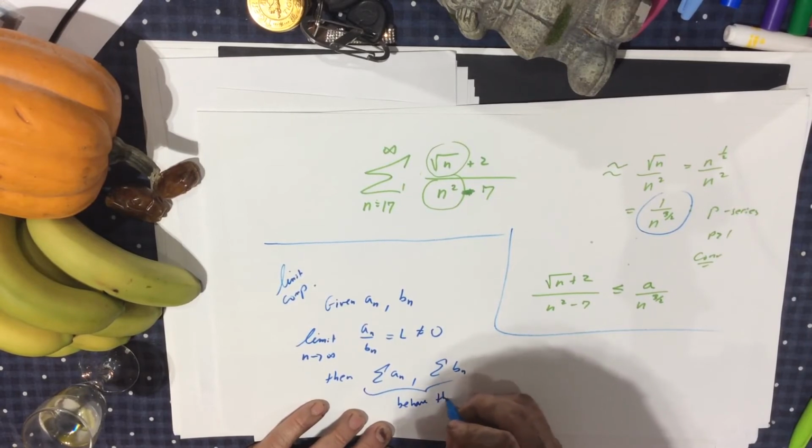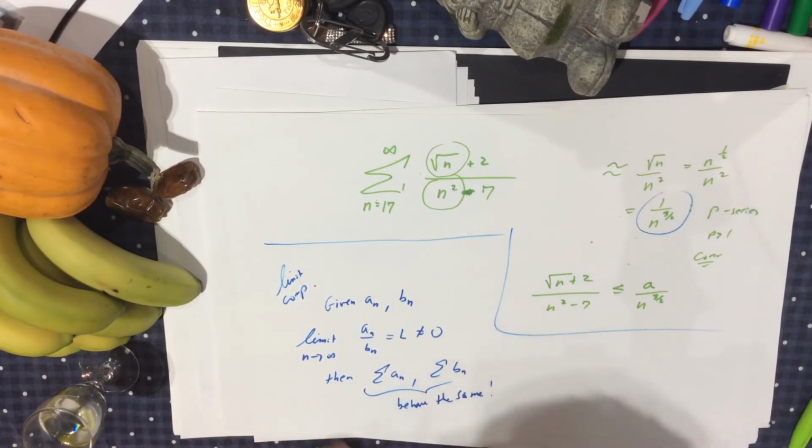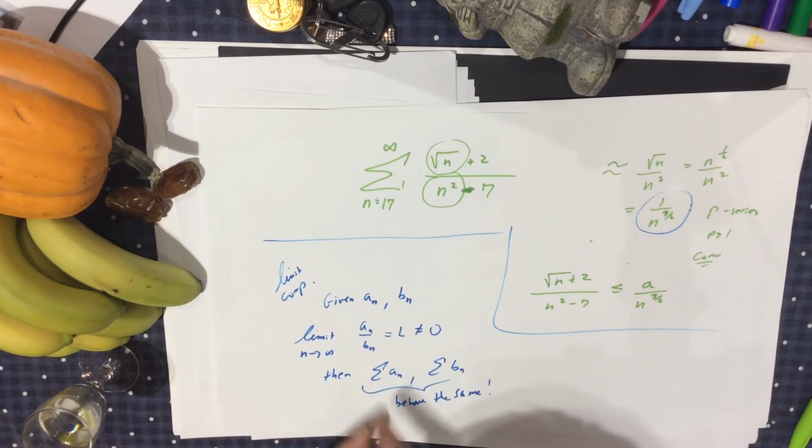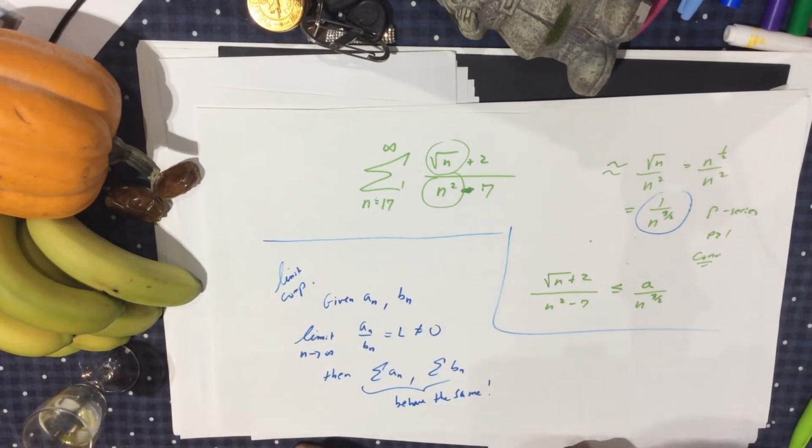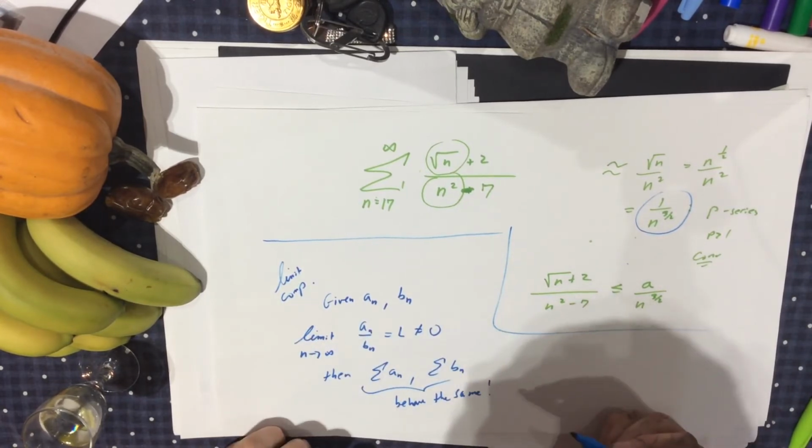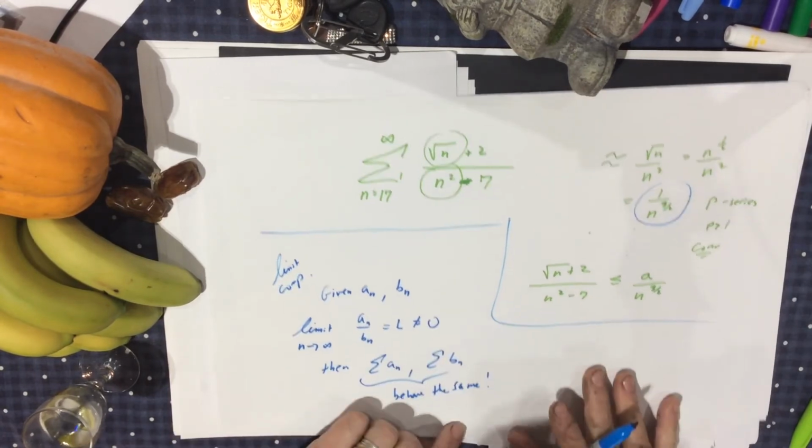behave the same. It means that if this converges, that converges. If that diverges, that diverges. If this diverges, that diverges. If this converges, that converges. You just need two series that are alike. Well, I'm going to do that here.